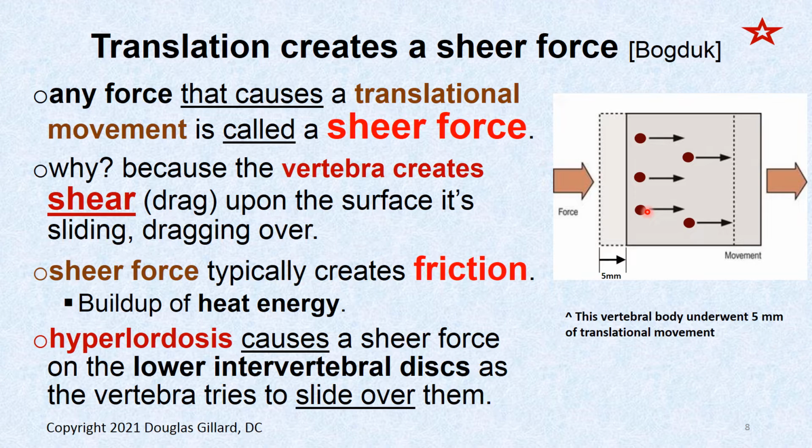Just a couple fun facts about a translational movement. If it occurs across the tabletop in our example, it can cause some friction to build up. That friction is created by a shear force. So any force that causes a translational motion is called a shear force, because in our example the vertebrae is dragging across the surface. And that shear force creates a drag, and that drag is called friction.